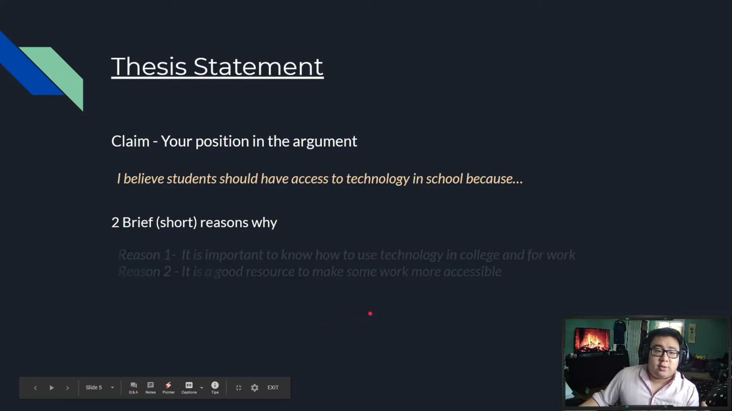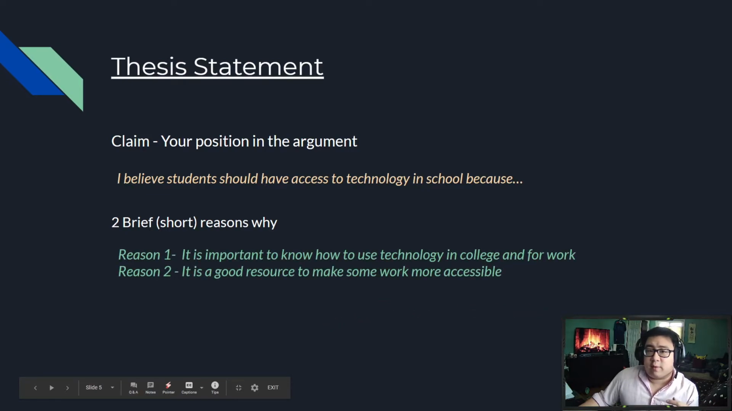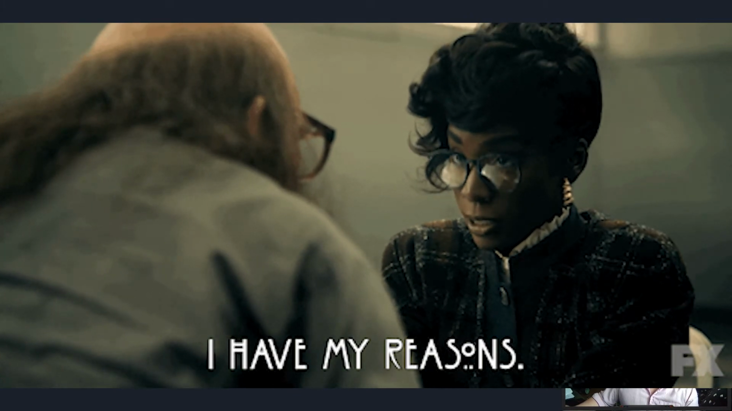Now, next comes my 2 reasons. These are going to be coming from whatever reading you do, whatever articles, and evidence you can pull. So for my example, I have reason 1, it is important to know how to use technology in college and for work. Reason 2, it is a good resource to make some work more accessible. Right? And these are just 2 reasons that I'm going to be using to support my claim.